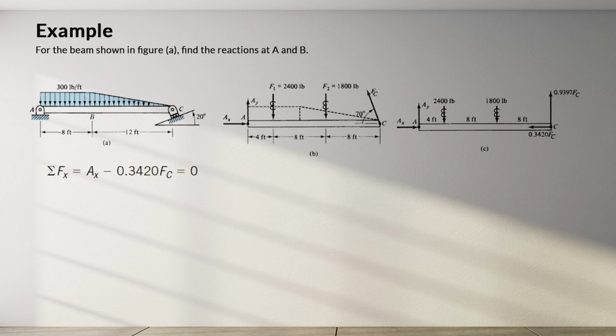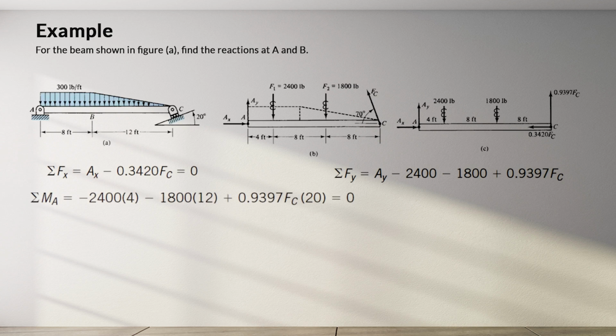The second step is to write your equilibrium equations. We have the summation of forces in the x direction is equal to 0. The only forces we have in the x direction here are Ax and 0.3420 Fc. In the y direction, we have the Ay, which is going to be positive because it is going upward, and the 2,400 and 1,800, which will be negative forces since they are going downward. Then we have the Fc of 0.9397. We also have the moment.